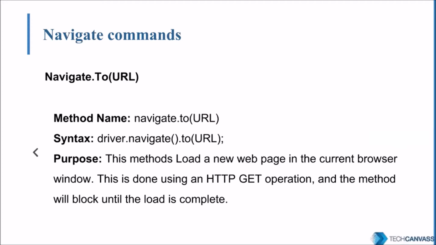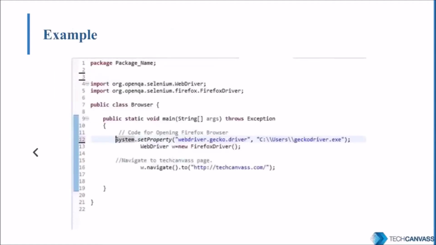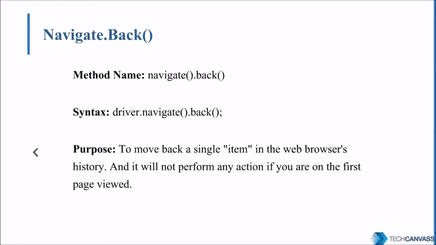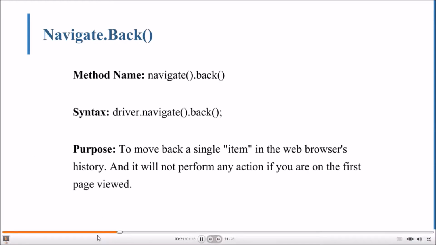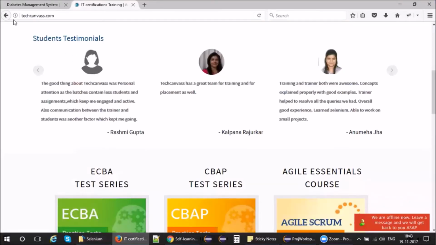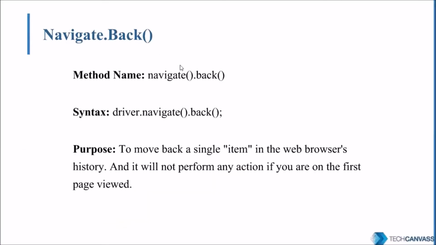Navigate to URL, we just saw an example. The syntax is driver.navigate().to, and we specify the URL in the parentheses. There is one method called navigate.back. What it does is it performs a back operation, like what we do on the browser. This operation, clicking on the back button, is done using navigate.back.